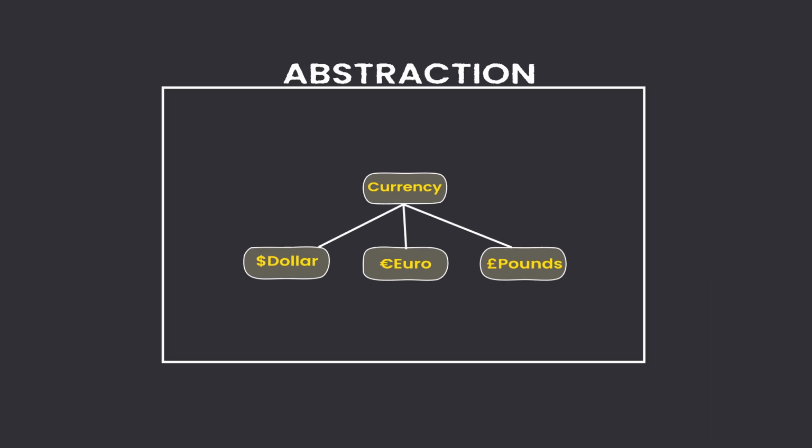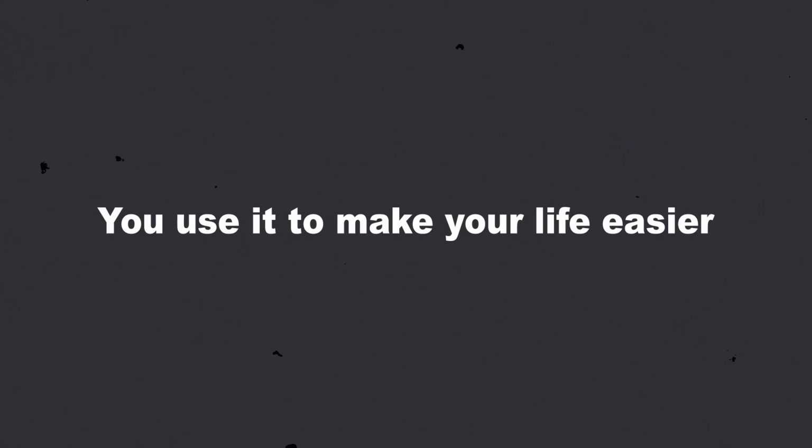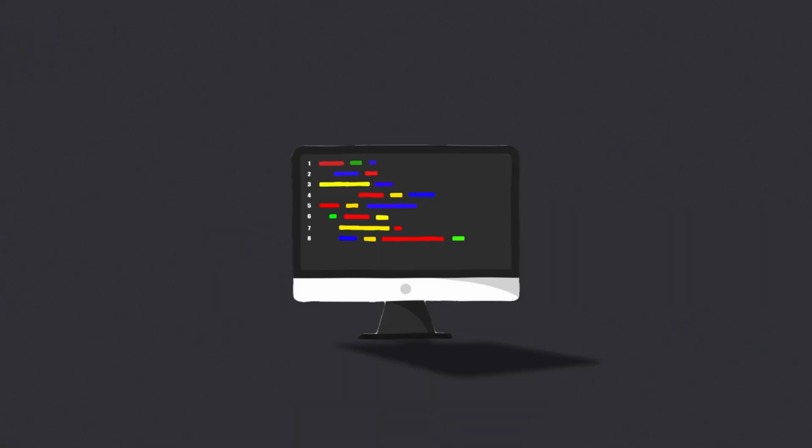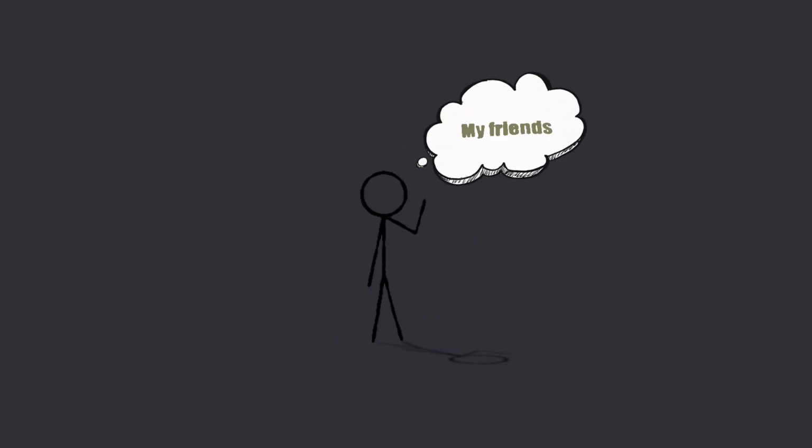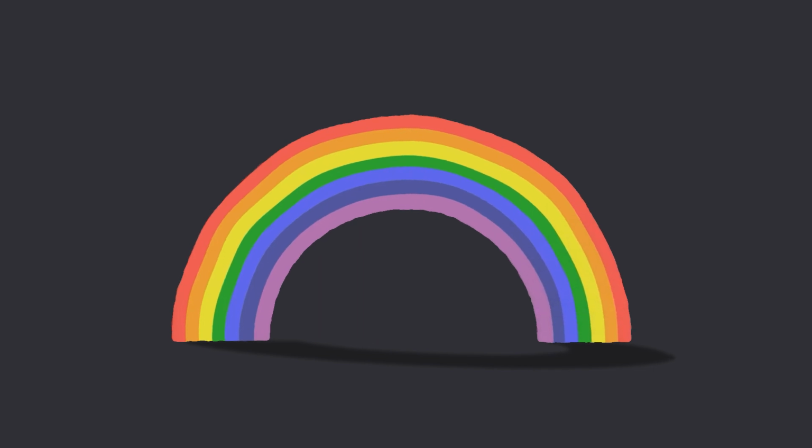Abstraction encoding is like a double-edged sword. Sometimes you use it to make your life easier, right? Like when you hide all those messy details to keep your code clean and organized. But here's the thing, my friends. It's not all rainbows and unicorns. I've been there. Overdoing abstraction can turn your code into a tangled mess, and you'll spend hours trying to figure it out.